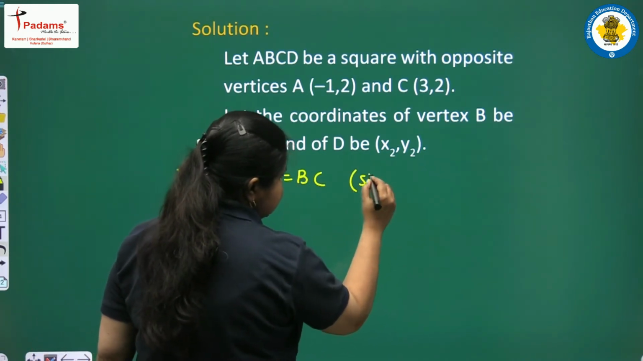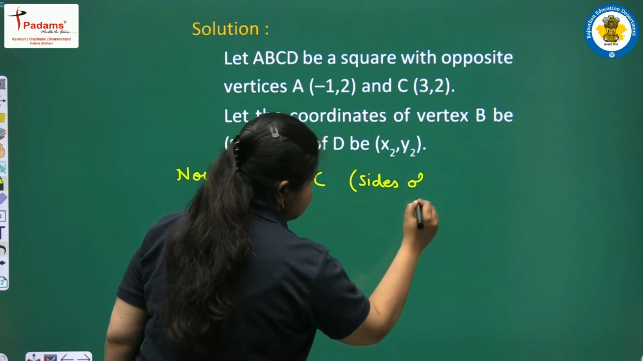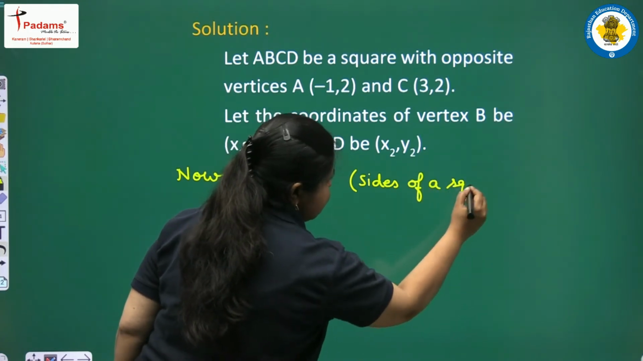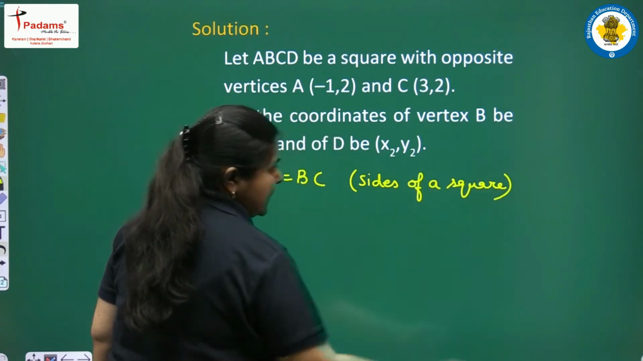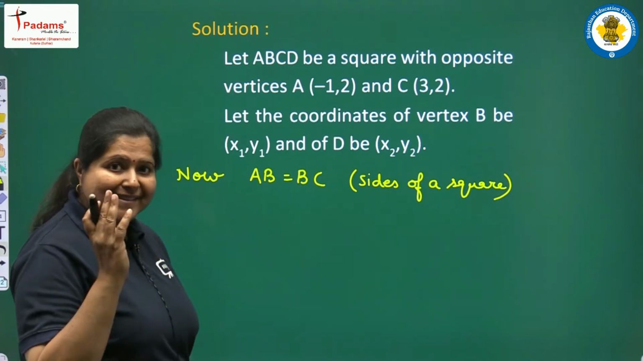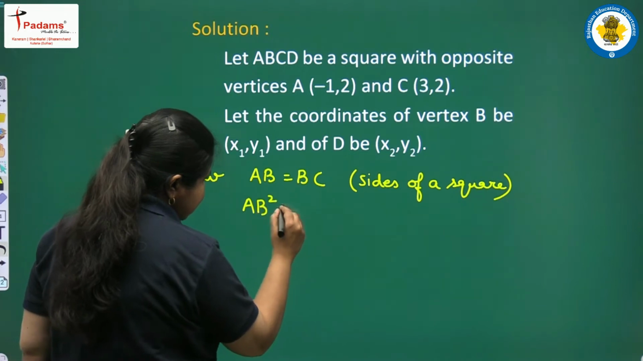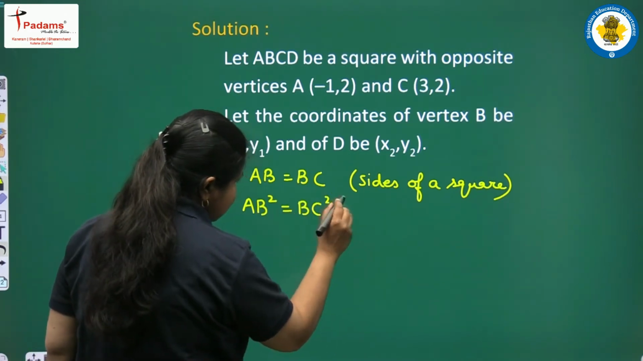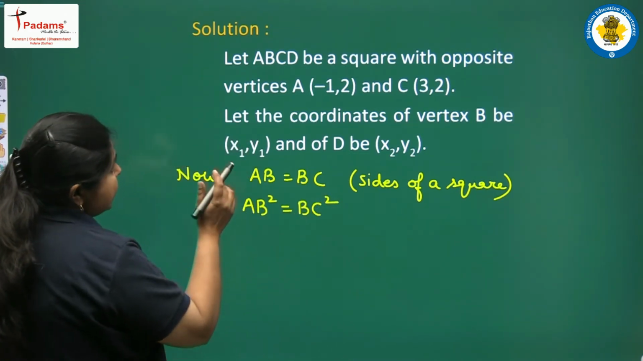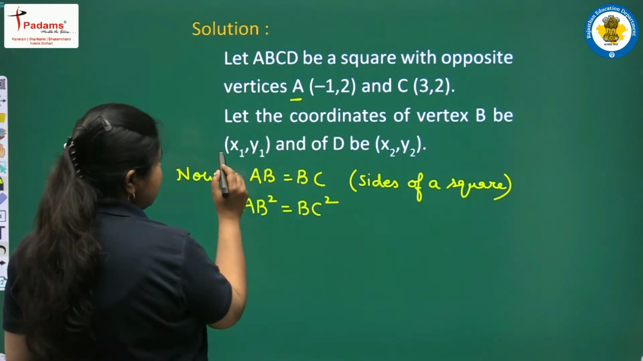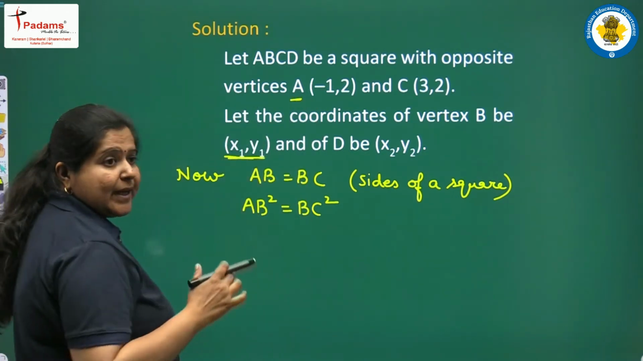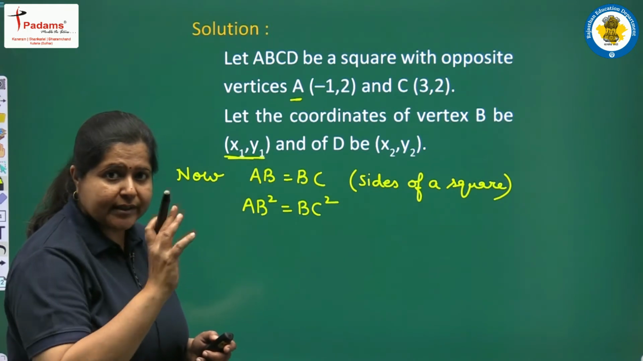Why? These are sides of a square, and the sides of a square are equal. So, here again we will be applying the distance formula. We can straight away square them first. AB square is equal to BC square. And now we will find out the coordinates of A and here the point B. Between them, we find the difference of the x coordinates and square it.